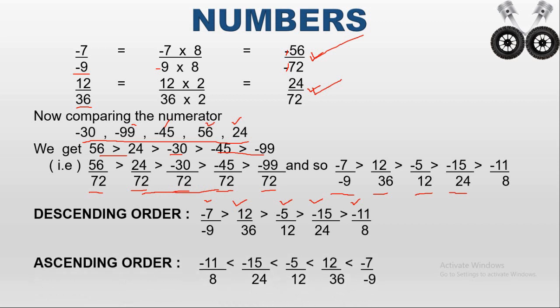And then ascending order means small to big. So that is the reverse format of the descending order. So first you have to write the smallest number. The first smallest number is minus 11 by 8. Second smallest number is minus 15 by 24. Third smallest number is minus 5 by 12. And then the fourth smallest number is 12 by 36. And then the fifth smallest number is minus 7 by 9.